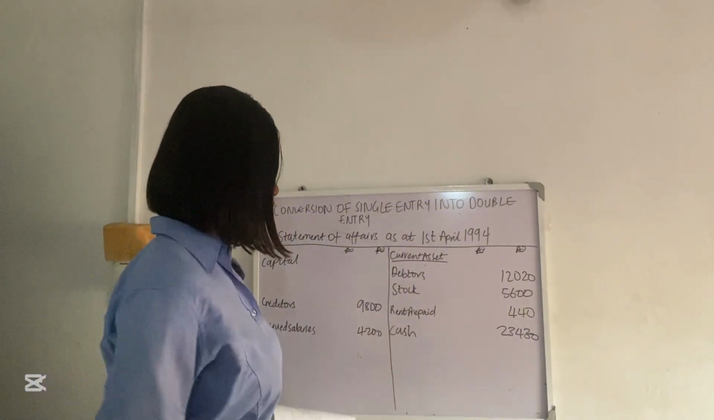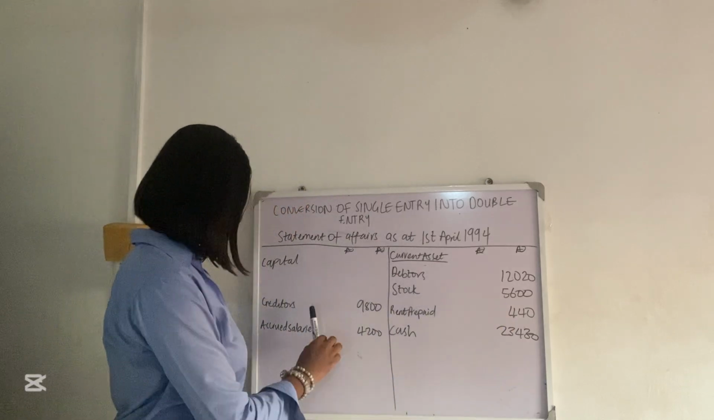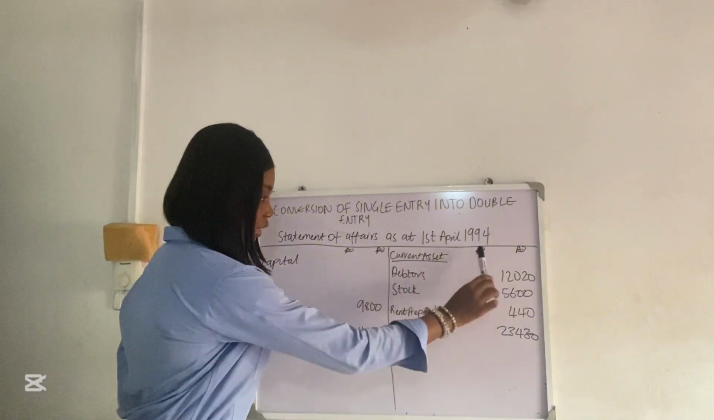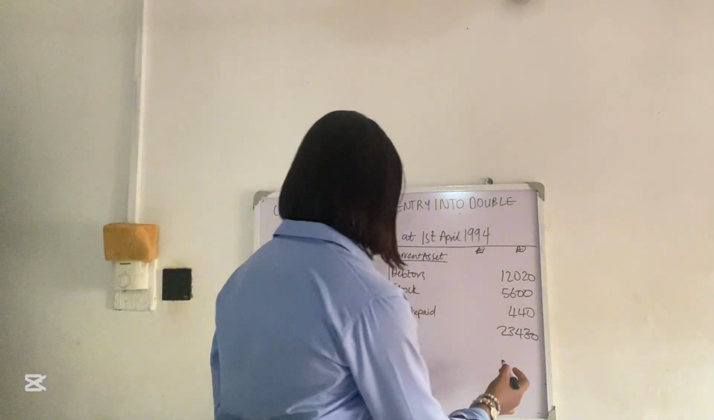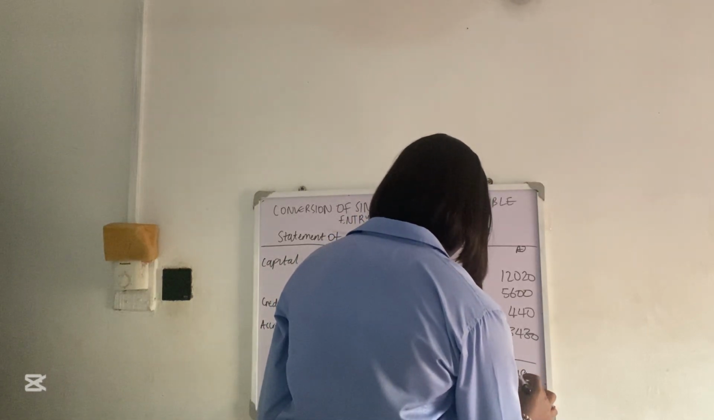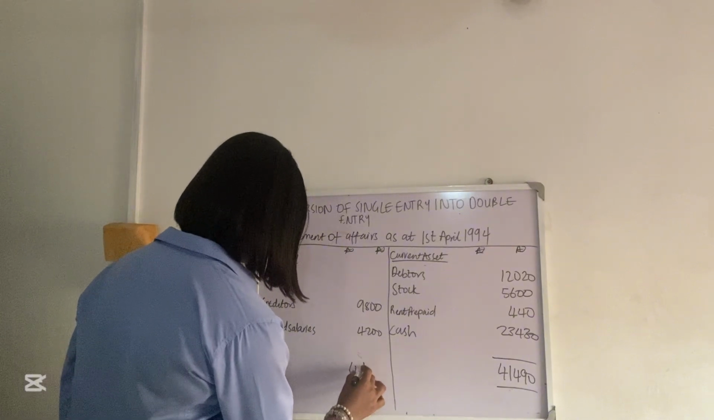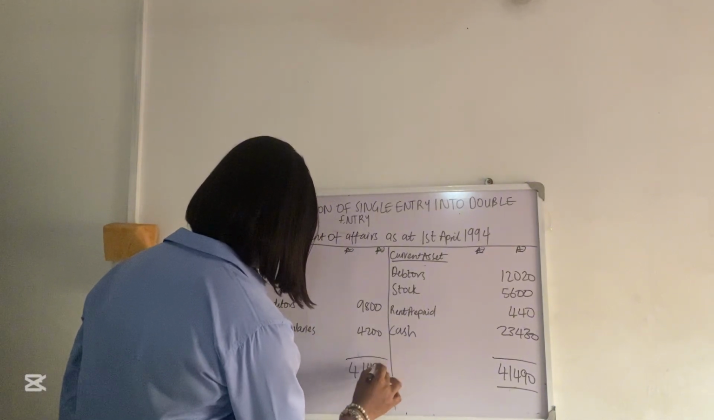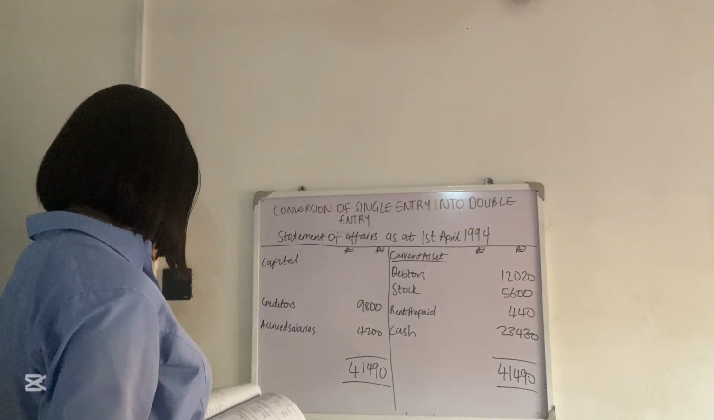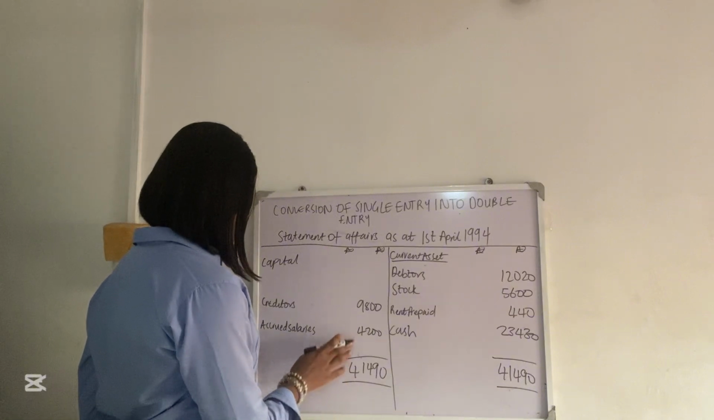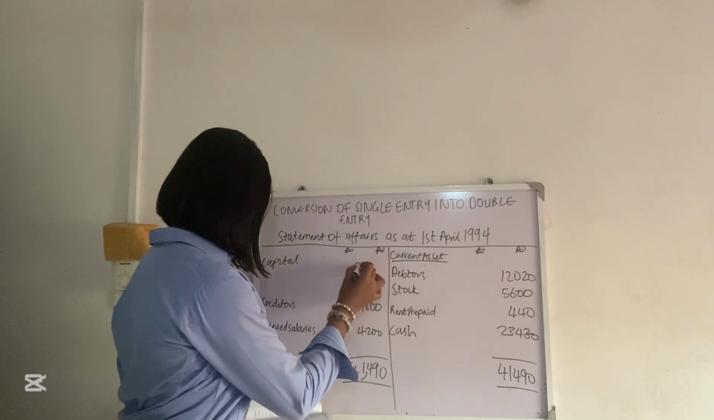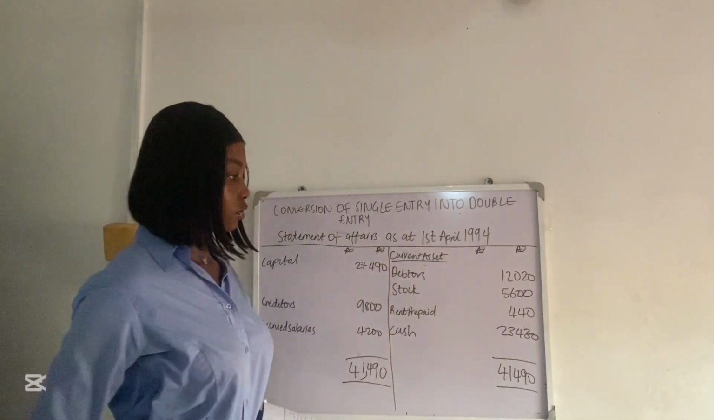So now, like we said, the capital now is our balancing figure. When I was explaining just now, I said you add everything here, subtract these two from the total of this side. So our total for this side is what? 41,490. Balance it here too. 41,490. Now subtract this from this. That will give us 27,490. You add these two together, subtract it from 41,490. You have 27,490. So you get it.